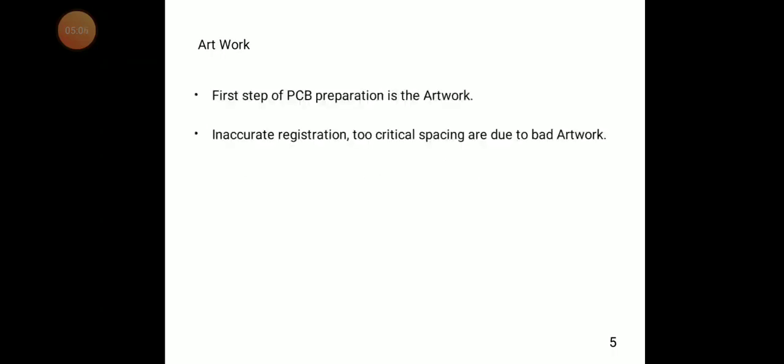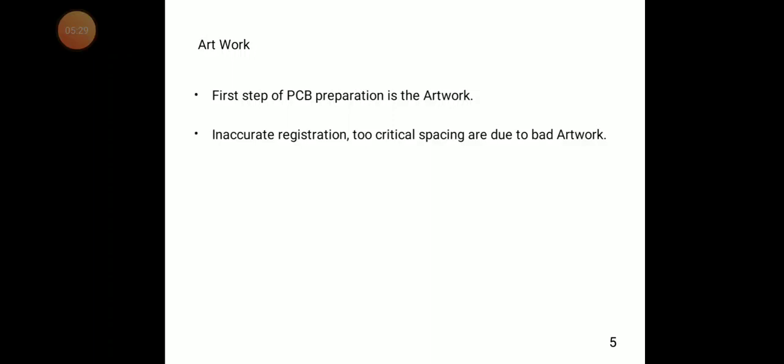The next block is the artwork. The first step of the PCB preparation is the artwork. Inaccurate registration and critical spacing problems are due to bad artwork. The meaning is, if the artwork is not proper, the critical spacing between the two conducting layers may get damaged.